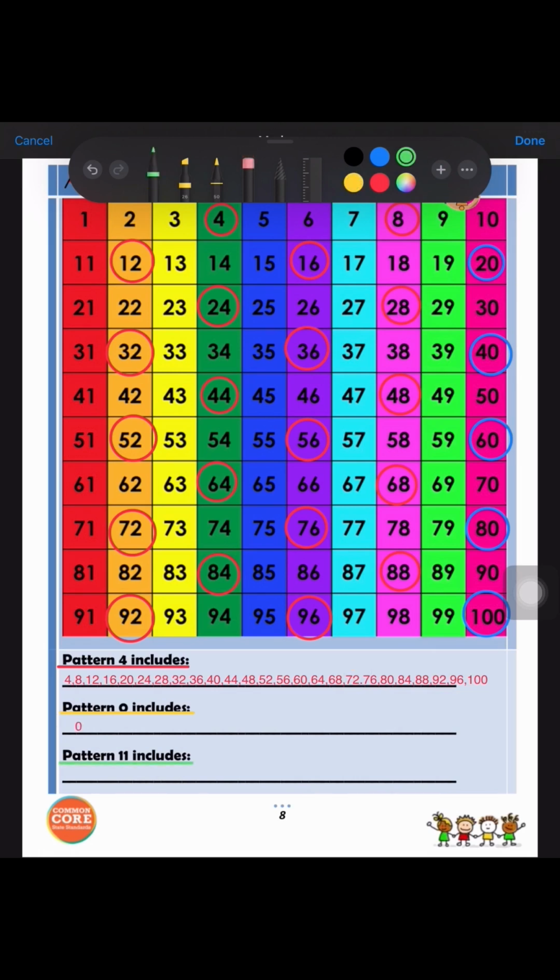And then we're going to find the patterns of 11. So we jump 11 steps forward from 11. So the first number is 11, and then 22, and then 33, and then plus 11 is 44, and then plus 11 is 55, and then 66, and then 77, 88, and the last one is 99. So these are the numbers in the patterns of 11. You can see that they form a straight diagonal line.